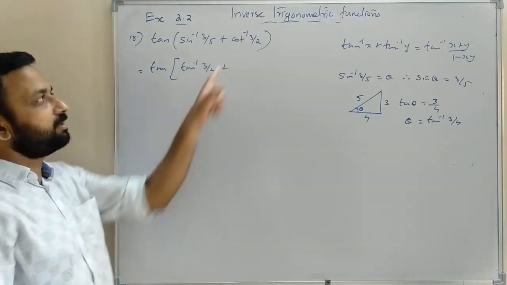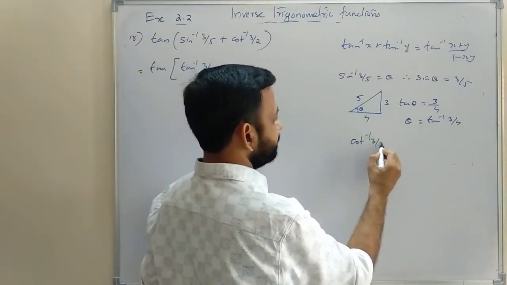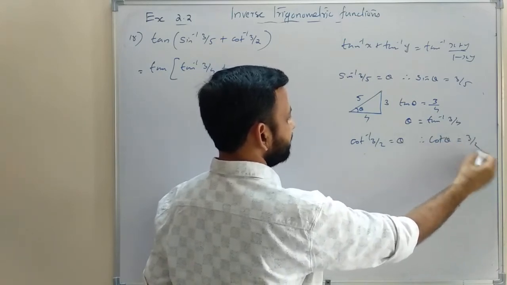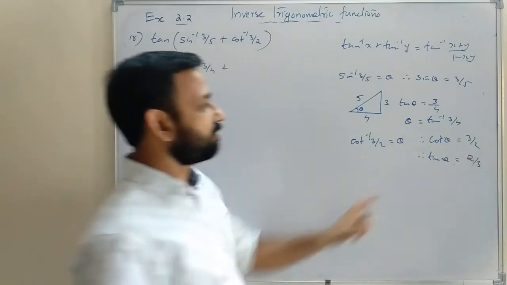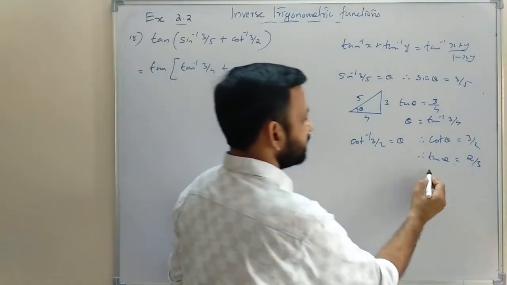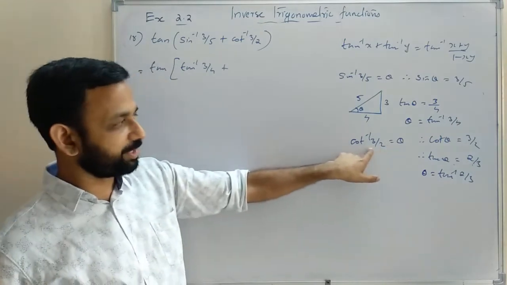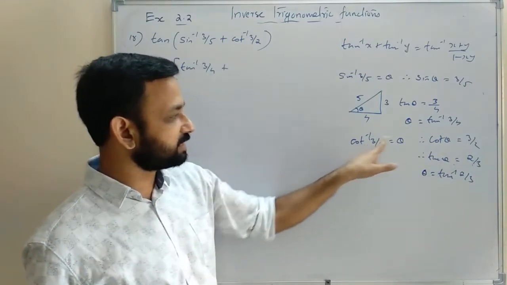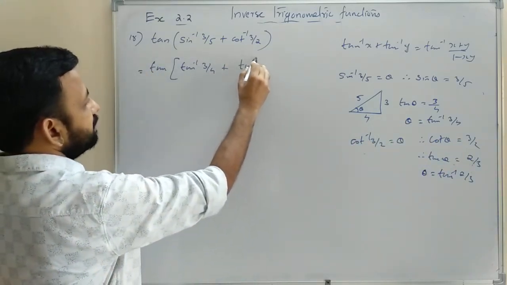Similarly, we can convert cot inverse 3 by 2. Let cot inverse 3 by 2 be equal to theta. Therefore, cot theta is equal to 3 by 2, so tan theta is equal to 2 by 3. Therefore, theta is equal to tan inverse 2 by 3. So cot inverse 3 by 2 is equal to tan inverse 2 by 3.